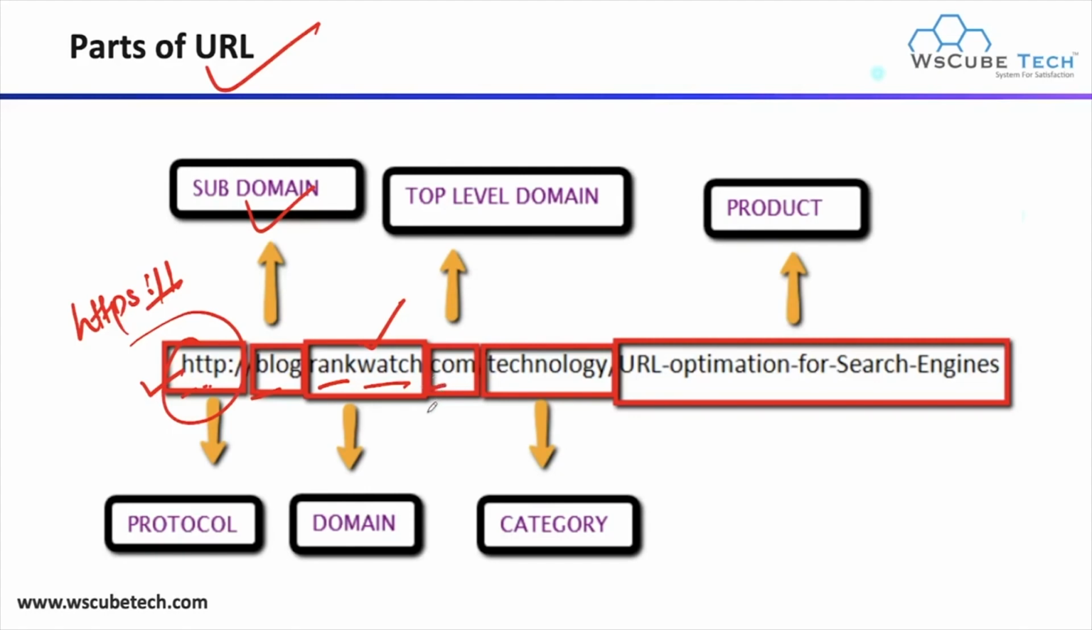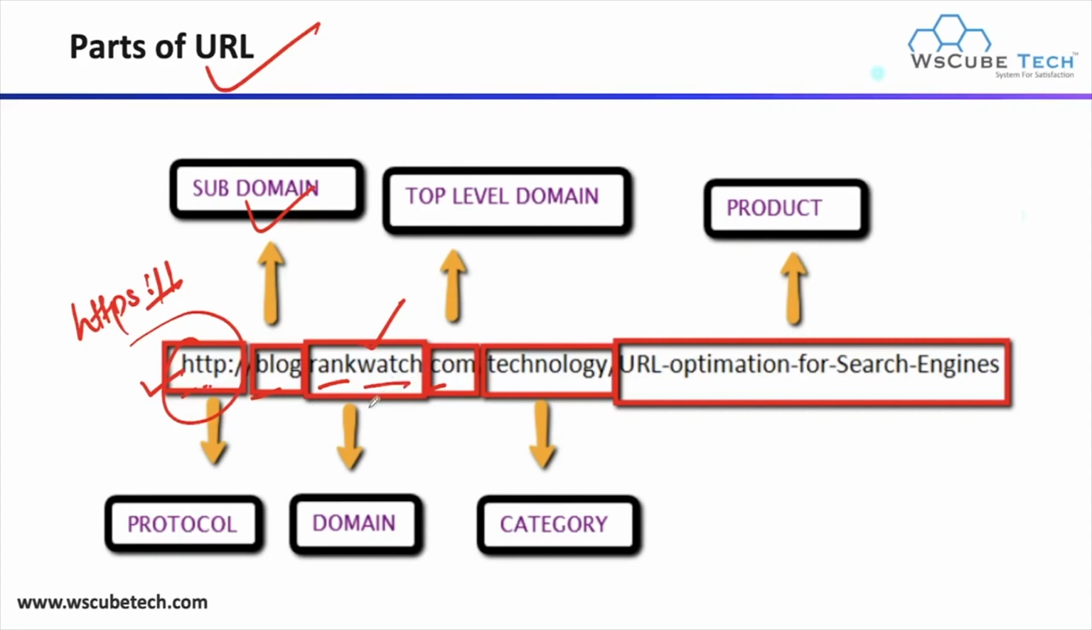Next we have .com, which is your top level domain. It is your website's domain extension. That is your .com, that can be .org, .edu. These are also some common examples of top level domains. Here we can say that .com is for commercial.